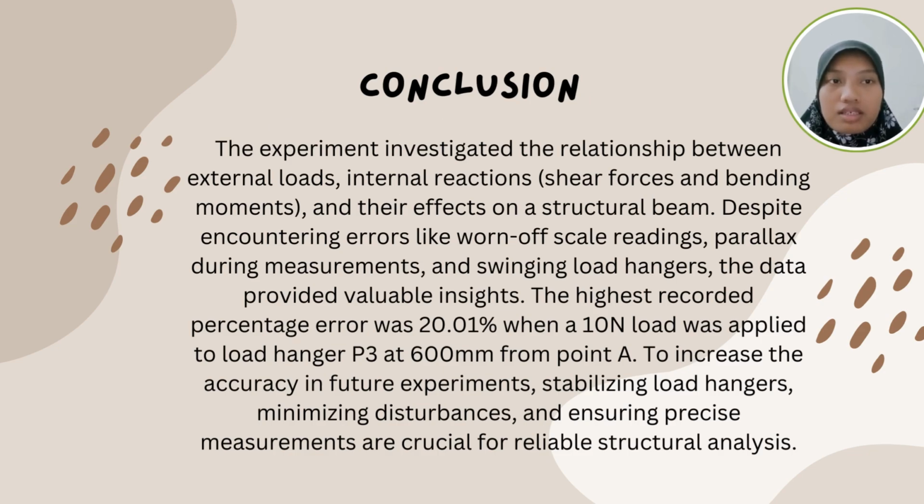So the conclusion is that the experiment investigated the relationship between external loads and internal reactions, which are shear forces and bending moments, and their effects on a structural beam. Despite encountering some errors like worn-off scale readings, parallax during the measurements, and swinging load hangers, the data provided relevant insights. The highest recorded percentage error in this experiment was 20.01% when a 10 Newton load was applied to load hanger P3 at 600 millimeters from point A. To increase the accuracy in future experiments, we need to stabilize the load hangers, minimizing the disturbance, and ensuring precise measurements are crucial so that reliable structural analysis can be obtained.